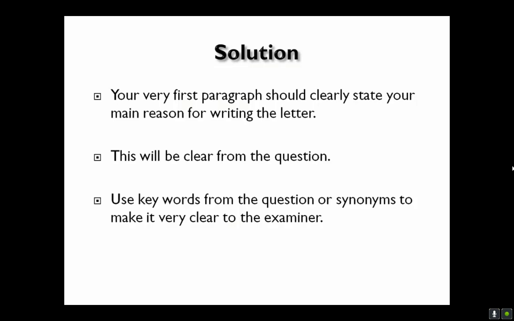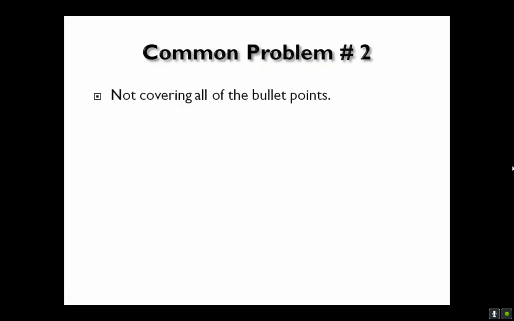Common problem number 2, not covering all the bullet points. Now, this is one of the most common problems. Students will write about 1 bullet point or 2 bullet points, but they don't write about the 3 bullet points. If you don't write about all 3 and you don't write your purpose, you haven't answered the question, and this will really, really lower your score.